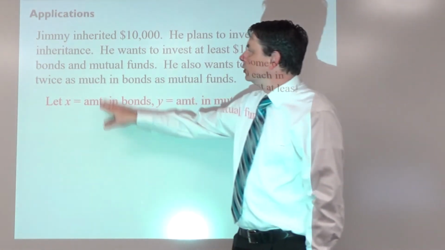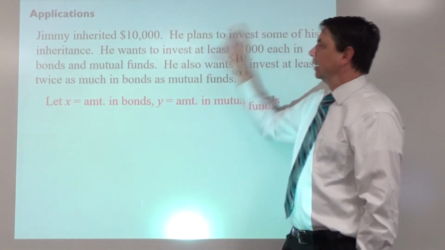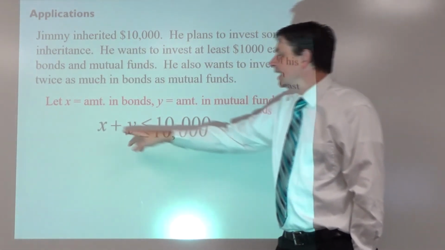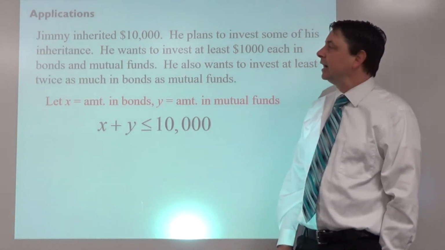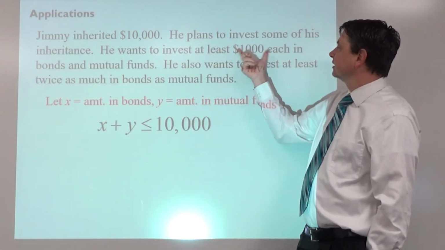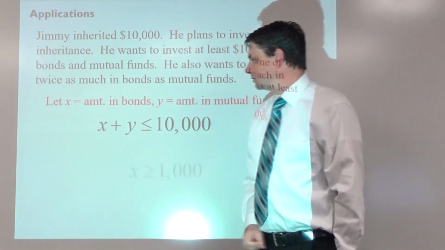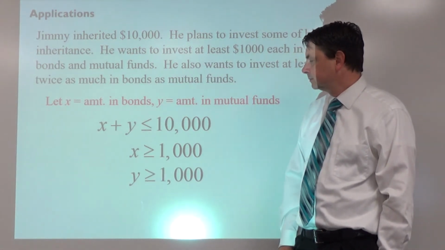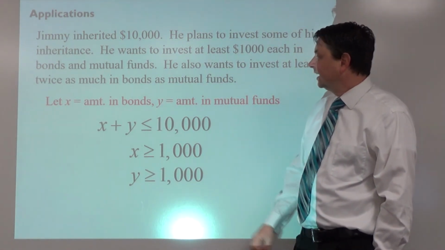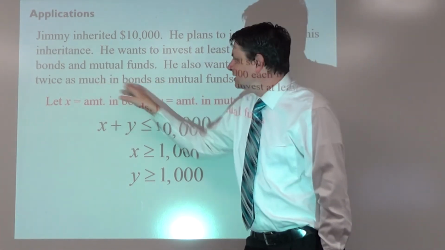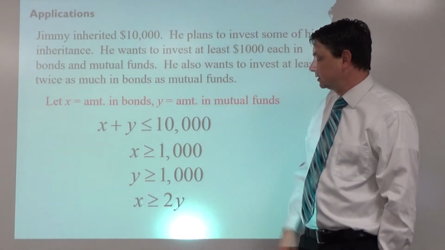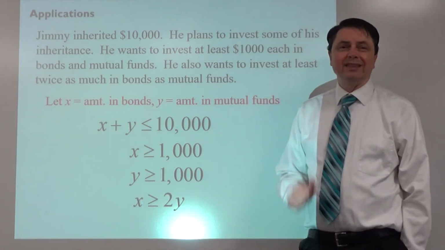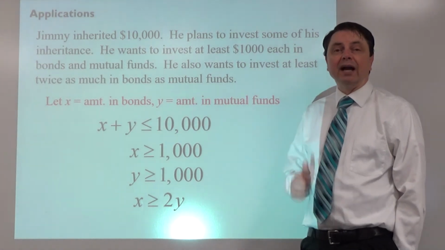Okay, so he's going to invest some or all of his inheritance. He doesn't have to invest it all. So we've got X plus Y is less than or equal to 10,000. He wants to invest at least 1,000 in bonds and at least 1,000 in mutual funds. And then he also wants to invest at least twice as much in bonds as mutual funds. So X has to be greater than or equal to 2Y. Let's look at what that would look like in terms of a graph.